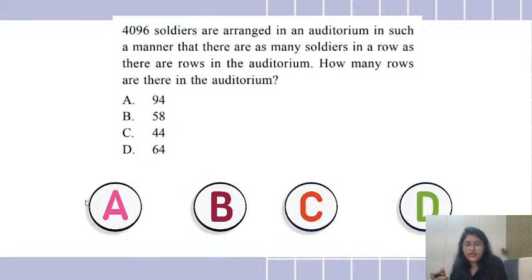Okay, so the question we have is that there are 4096 soldiers in an auditorium in such a manner that there are as many soldiers in a row as there are rows in the auditorium.